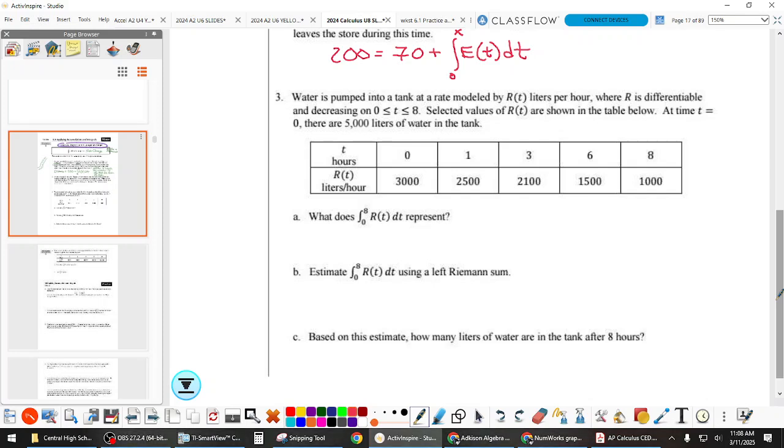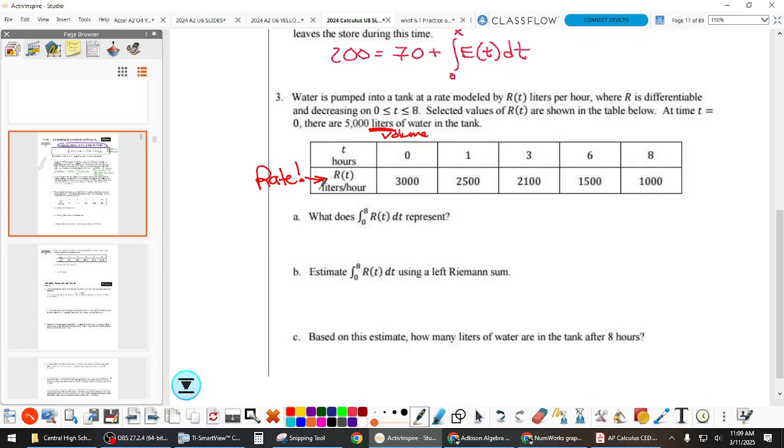So R is differentiable and decreasing. At time 0, there's 5,000 liters of water in the tank. So why do we look at the table and see 0 time and 3,000? Because R of t is a rate. I feel like these are ways that AP can take the calculus and mess you up, because you're in a hurry and read over it. Wait, so why did they tell us about 5,000 liters? Is that just irrelevant information? No, because liters is what kind of measurement? That's a volume. So what happens if we integrate liters per hour? You just get liters. We get volume.